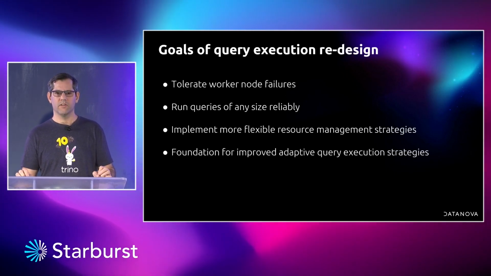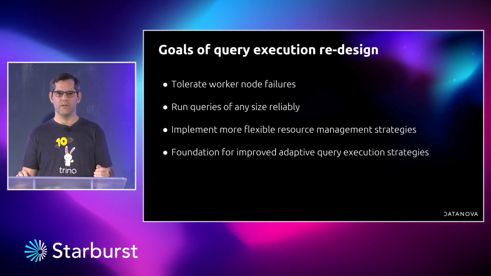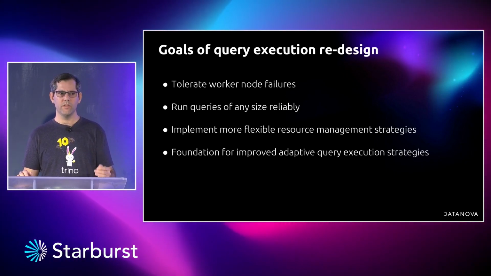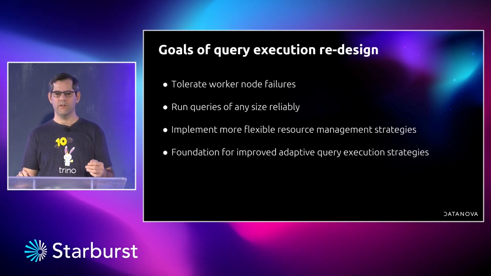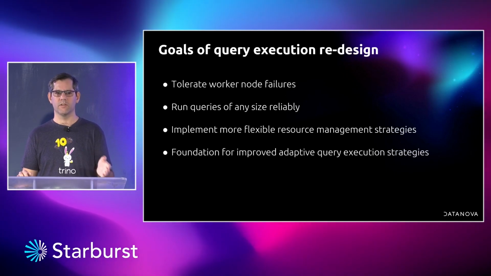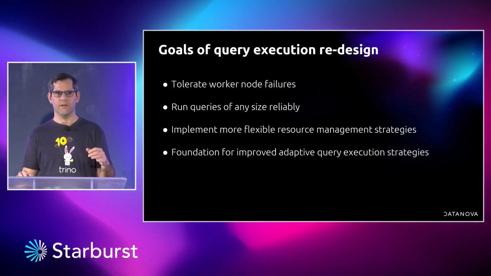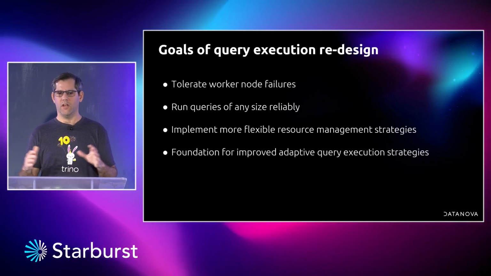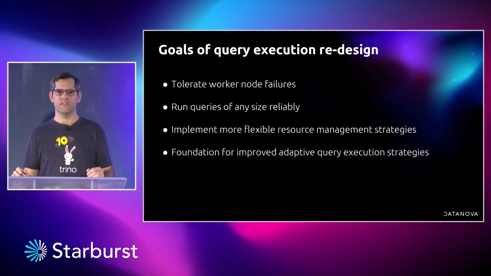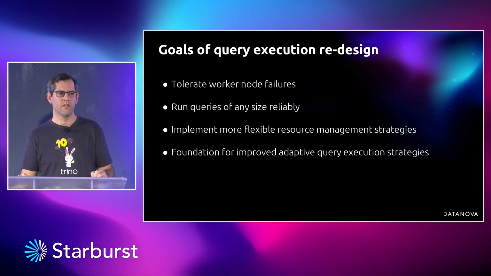But there are other goals. One of the goals is being able to run queries of any size. As I mentioned before, the working set of the query needs to fit in memory in the previous architecture. With the new architecture, we can run queries without having the whole working set in memory. We can stage it. We can run pieces of the query in chunks in a way that allows Trino to be scaled as small or as large as a user wants, based on how much they're willing to spend on hardware, resources, and so on.